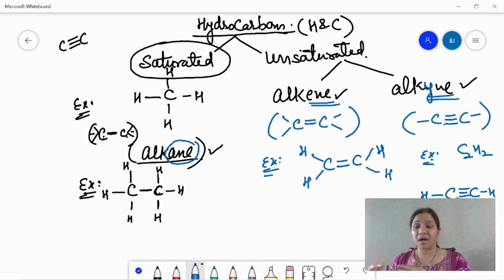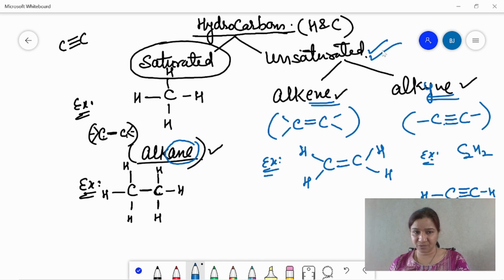So such compounds, which do not have sufficient hydrogen atoms or sufficient atoms or groups to fulfill the valency of carbon, where to satisfy the valency of carbon we need to make either a double bond or a triple bond, such class of compounds will come under the unsaturated hydrocarbons category. Once again, hydrocarbons means compounds which are mainly made up of only carbon and hydrogen.